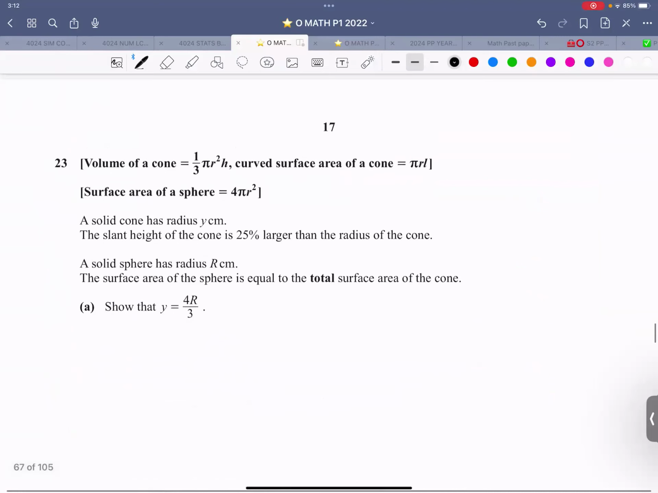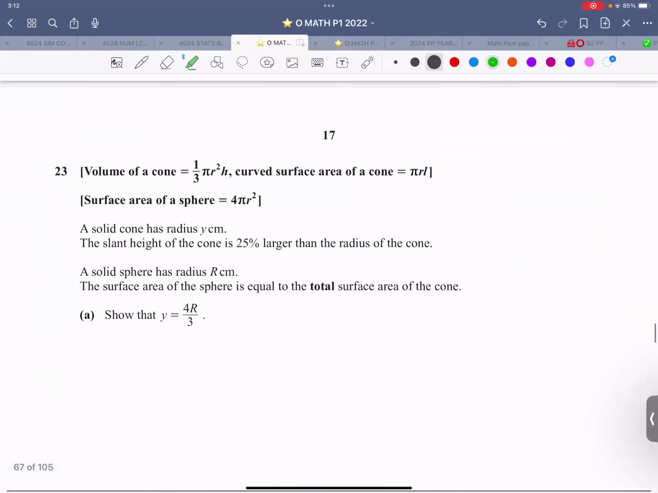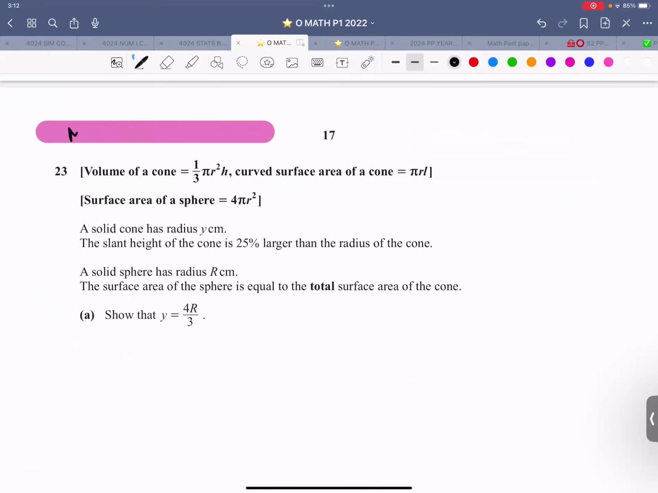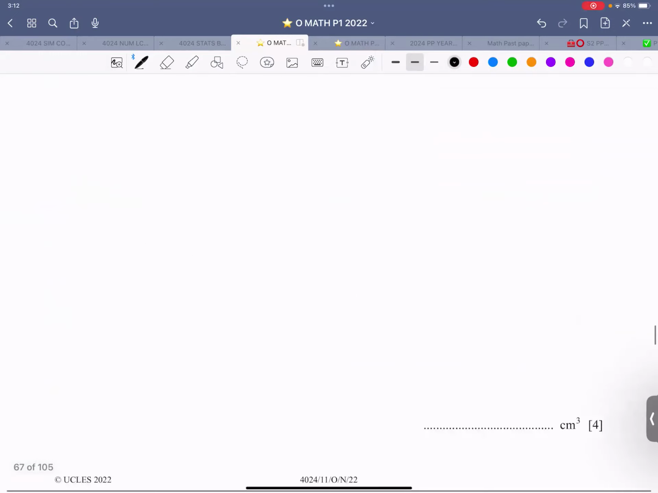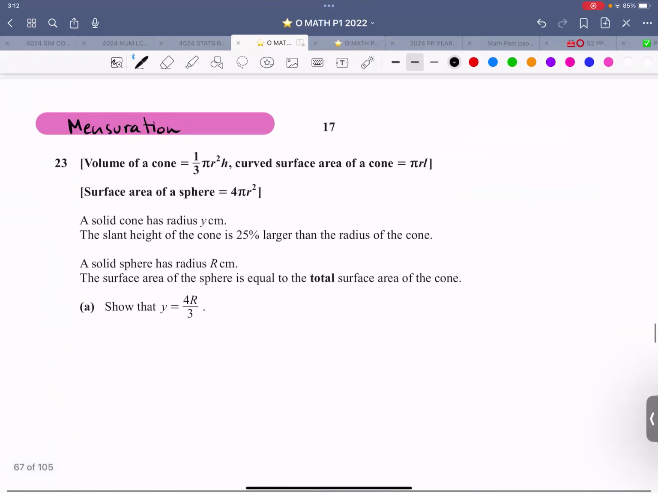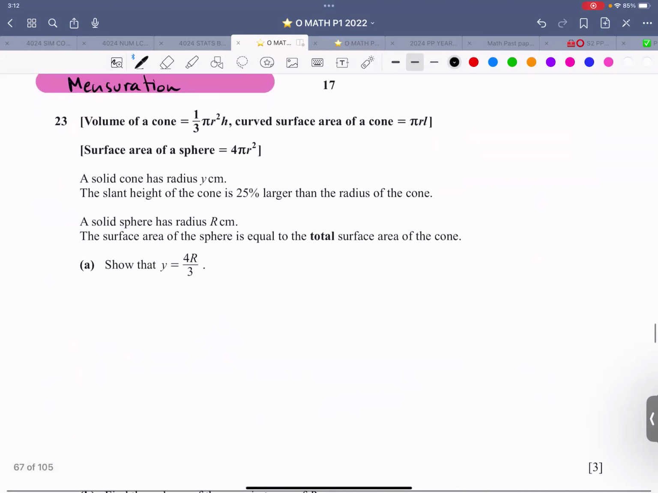Question number 23. This looks like a question of mensuration. And I think this is all symbolic. Yes, it is. And question 23 is the last one. Remember, we started at 25. So now it says a volume of a cone. This piece of information is given. That's about volume of cone.